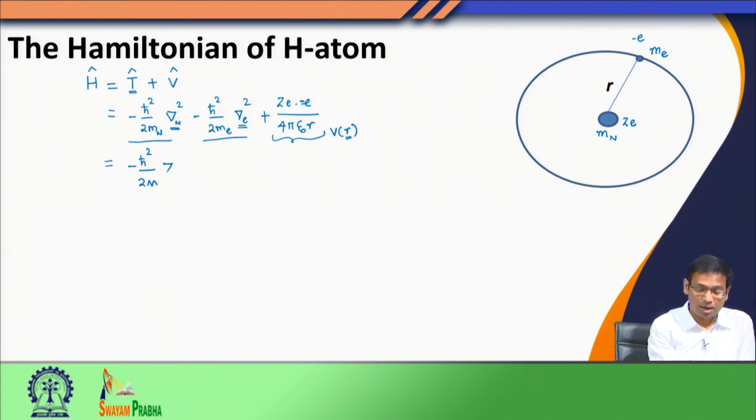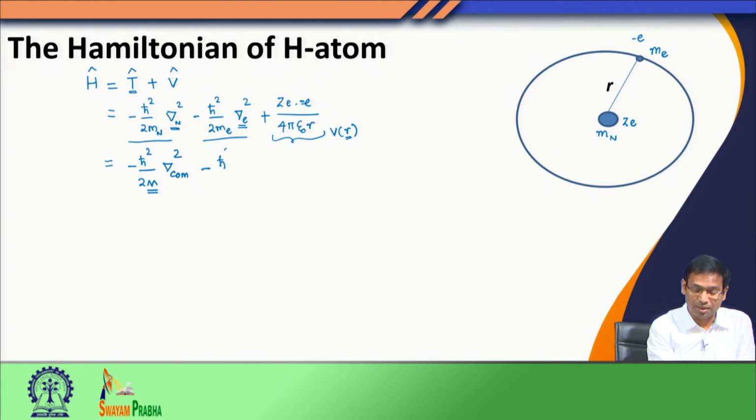Here I would first write a term with capital M, which is the sum of the masses of nucleus and electron, that is M_n plus M_e, and this Laplacian is with respect to the coordinates of the center of mass of this system. Given the mass of the nucleus and the mass of the electron and their distance, I can define the center of mass, and this kinetic energy operator talks about the movement of the center of mass.